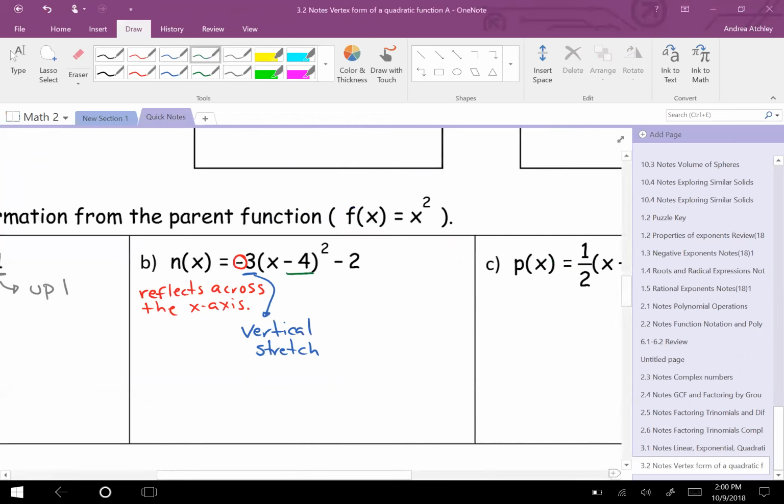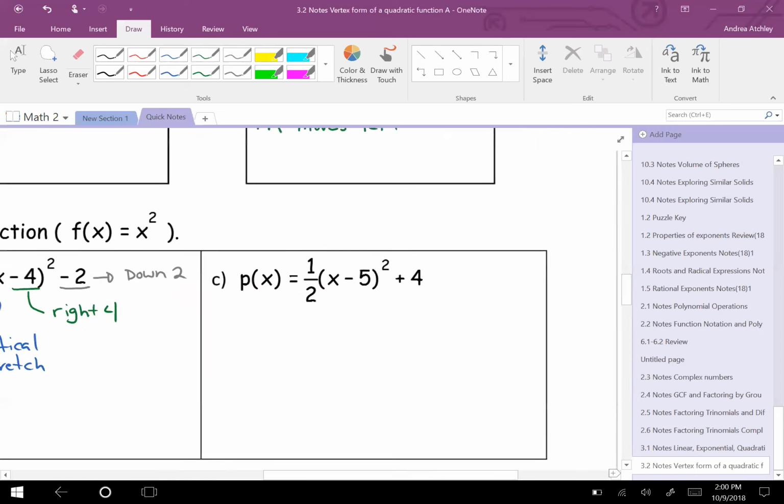-4, again, it's the opposite in the parentheses. So this is to the right 4. And then the -2, it's just as we think, down. Very good. It's a y value, so it's going to move down 2. Any questions over that?